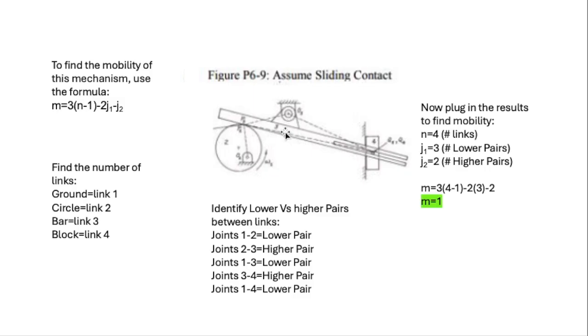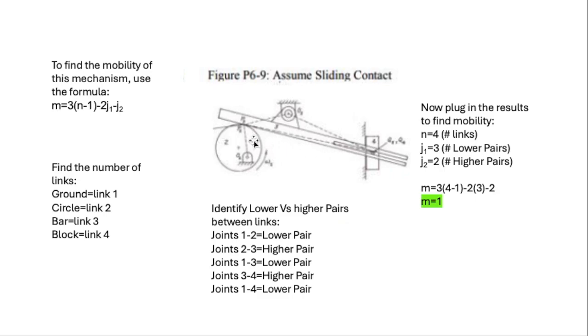And so between the bar and the ground, there's a connection. Between the circle and the ground, there's a connection. Between the slider and the ground, there's a connection. All of those connections with the ground are lower pair. You see lower pair, lower pair, lower pair. Now here, it is actually a higher pair, right? Because again, it has some slip and some rolling motion here. 2 types of motion allowed, therefore it's higher pair.